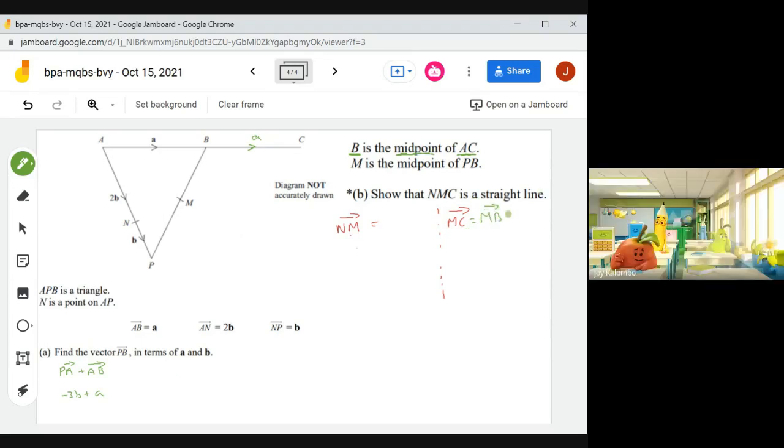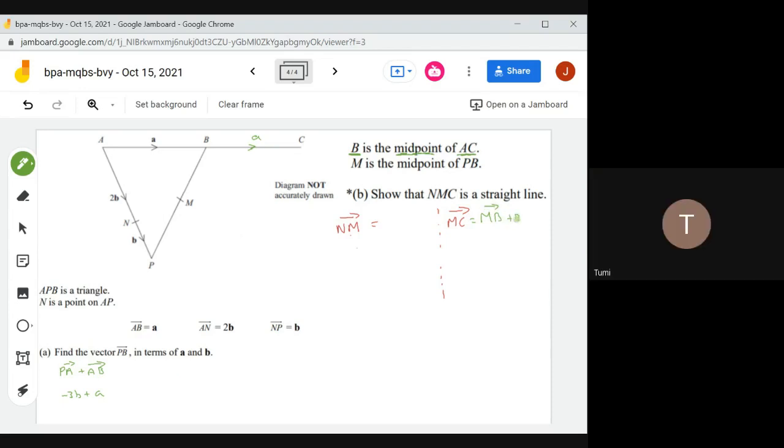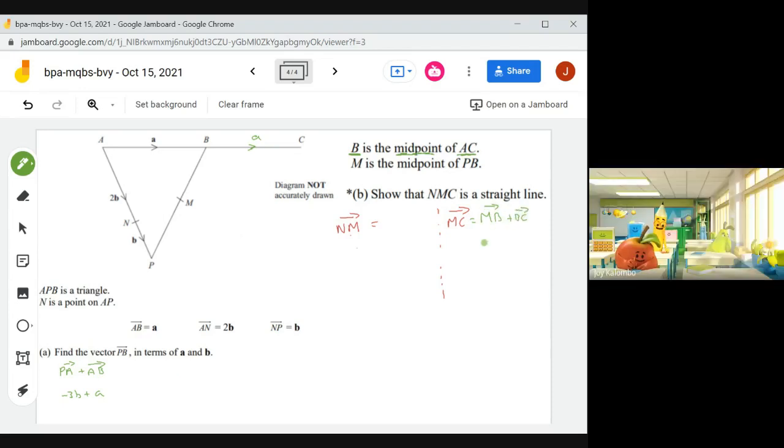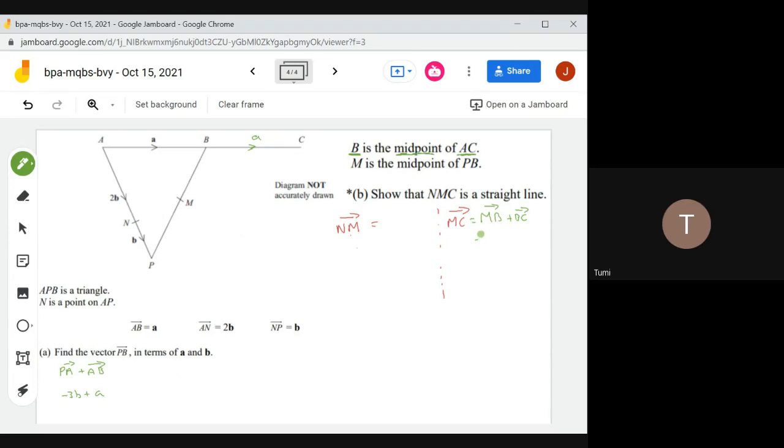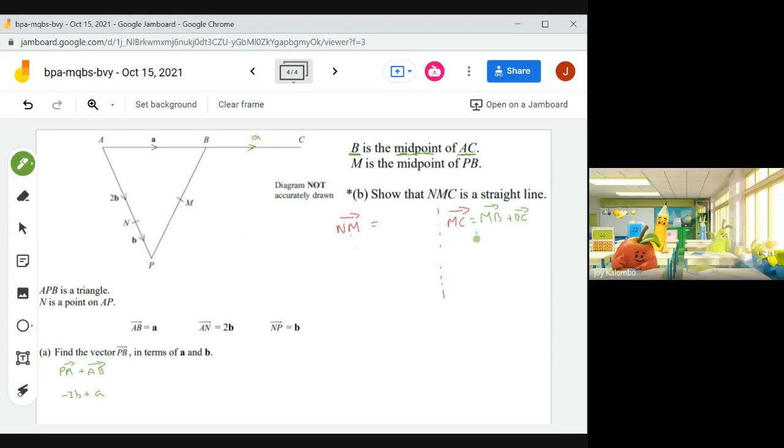So M to B plus B to C. M to B we've established was a half of P to B, plus BC, and that's equal to a half of minus 3B plus A plus B to C, which you said was A. And now it's just simplifying the rest.